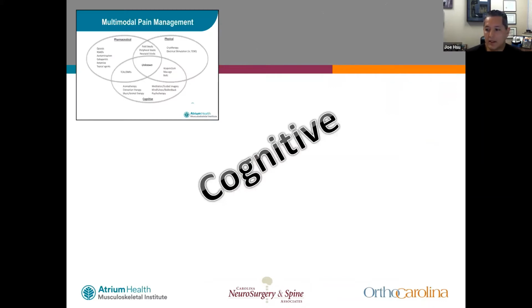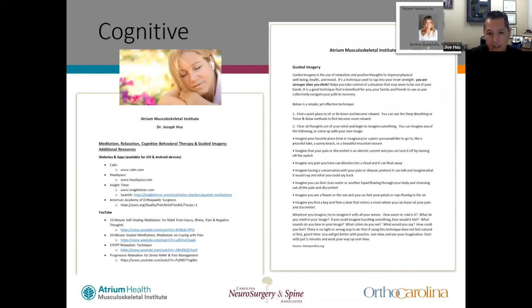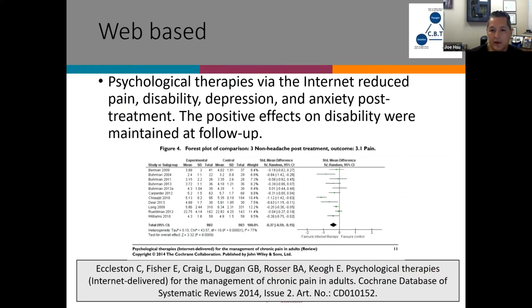We'll talk a little bit about some of the cognitive strategies. We'll try and move through this to give time for the next talk. There are a variety of different cognitive strategies. As you know, this is one of the biggest challenges for some of our patients, and it's one of the hardest ones for patients to accept. There's lots of data that web-based therapies and things are very, very effective.